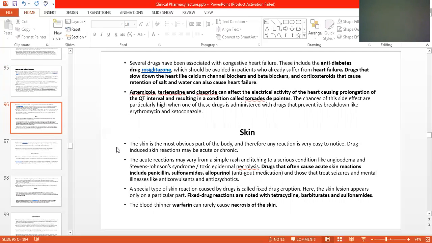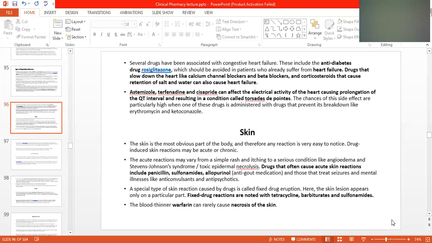Several drugs have been associated with congestive heart failure. These include antidiabetic drugs like rosiglitazone. So we have to consider each and every aspect of the drug, how effective the drug is and how harmful the drug is, and whether it is good to give these drugs to the patient or not, to give benefit to the diseases.